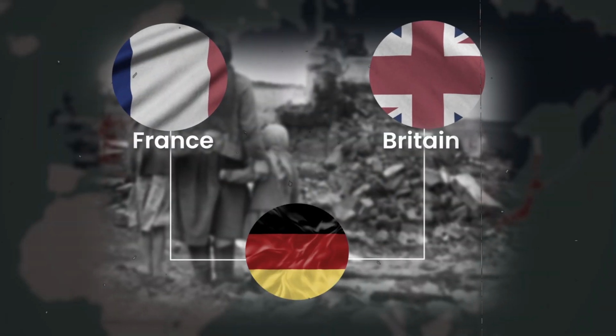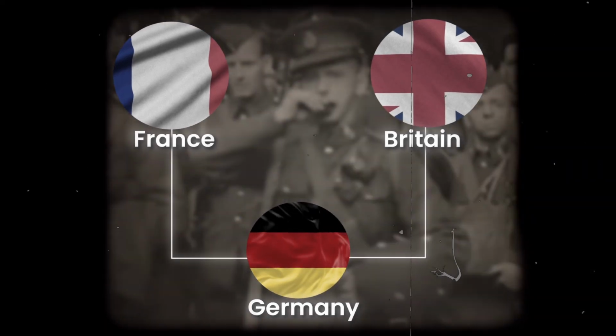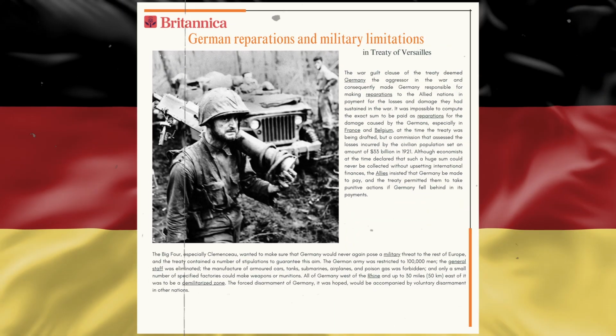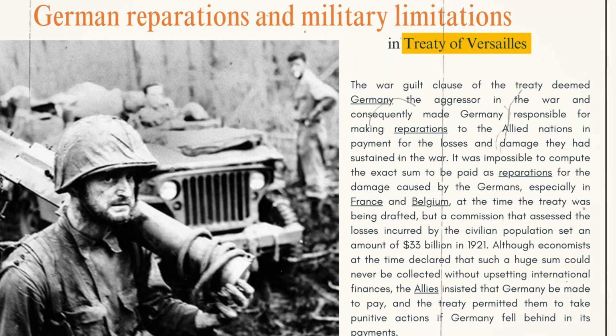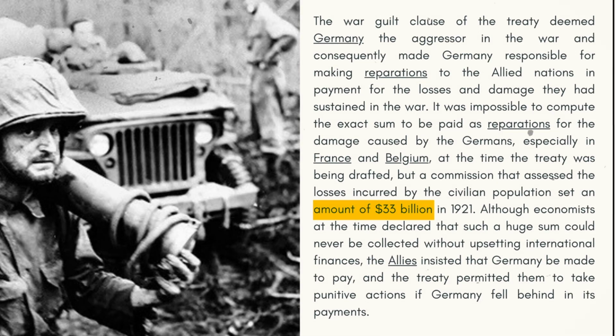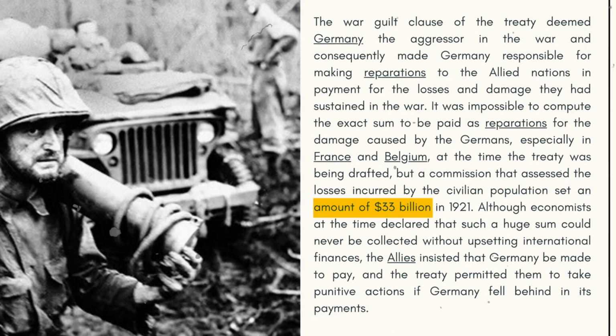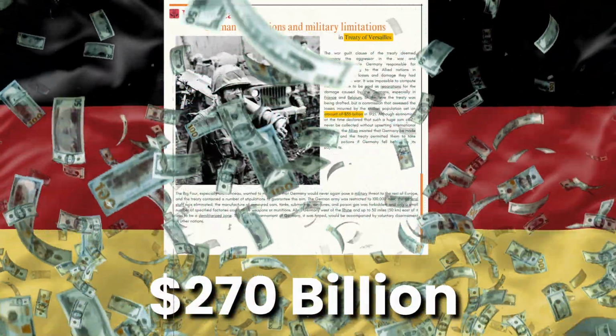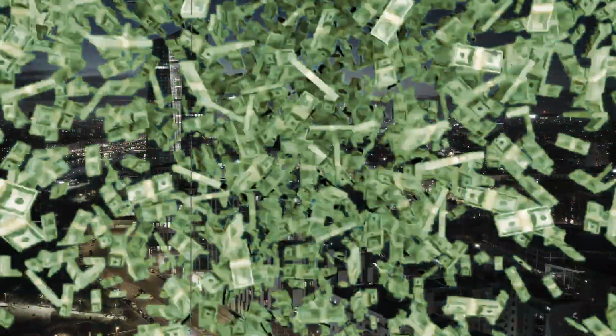France and Britain wanted Germany to pay heavy costs for losing the war. They wanted to recover their losses from Germany. As a result, according to the Treaty of Versailles, Germany was ordered to pay a fine of $33 billion to the other countries. In today's money, this amounts to around $270 billion. This was such a large amount that you won't believe it.